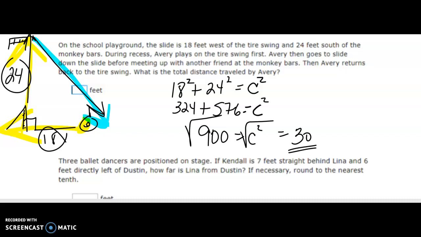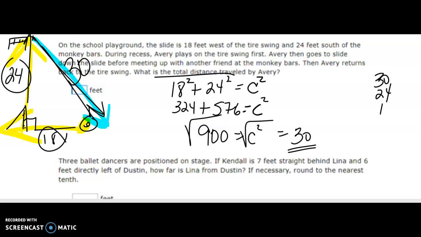Now 30 is not the answer. 30 is the hypotenuse, and it wants the total distance. So if it wants the total distance, we're going to add 30 and 24 and 18. 12, carry the 1, 5, 6, and 72 feet.